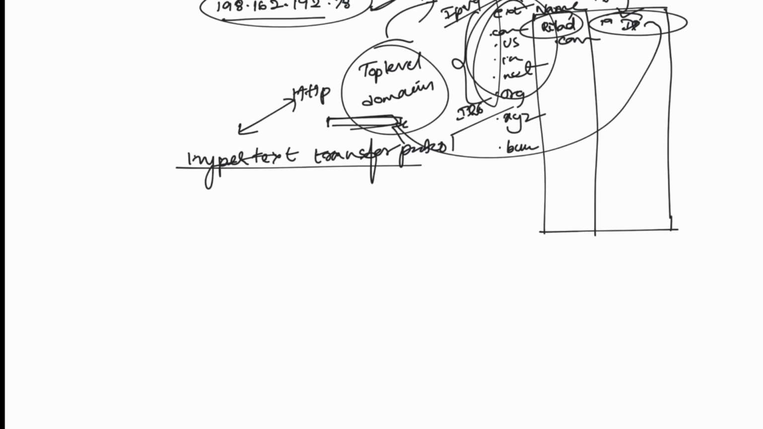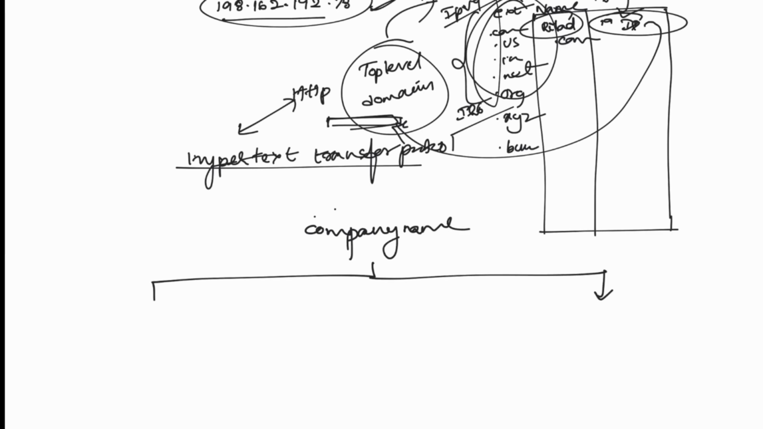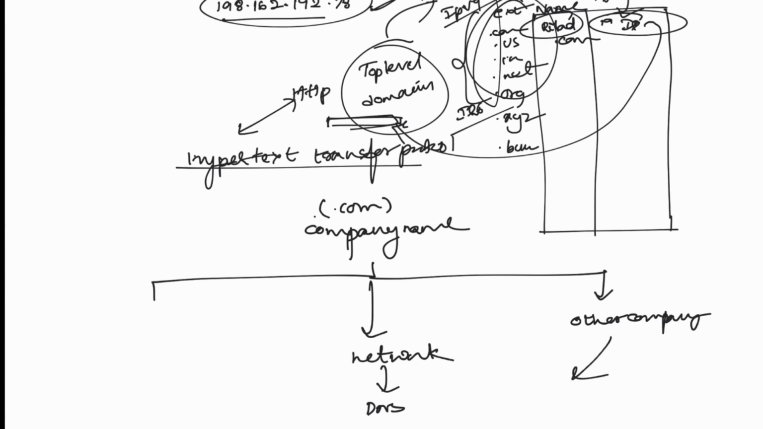But let's look at the hierarchy for this. Normally when we register for any company or any server, it has the company name, and then this is normally followed by a .com. It has the network, then below that the DNS. We can have other companies or sub-companies. This is normally given by an FTP client and a mail client, and perhaps a server.